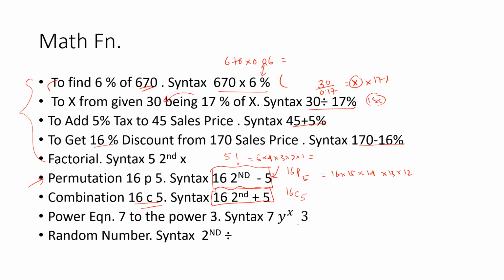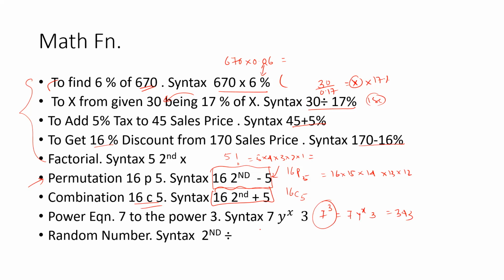All right. 7 to the power 3, if I have to find out, how do I do it? Press 7, press y to the power x and then press 3. What is the result all of you are getting? 343. 343, that's the correct answer.